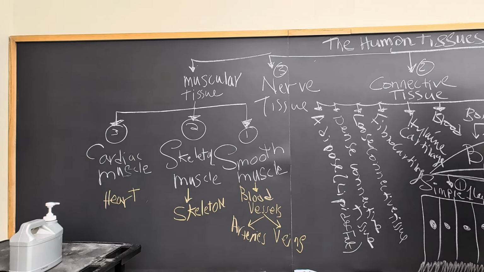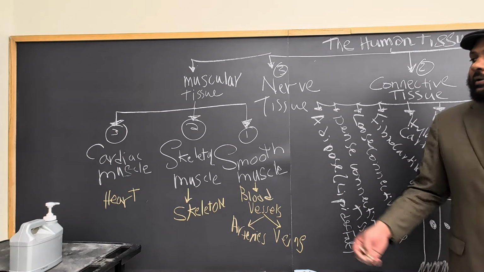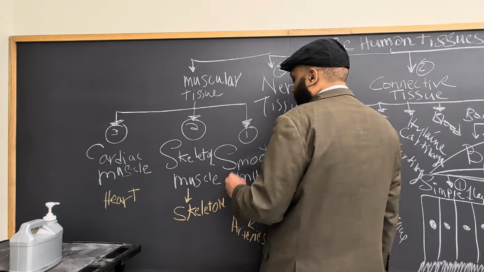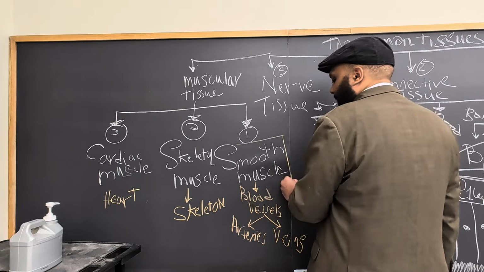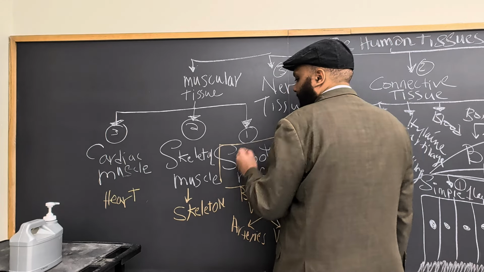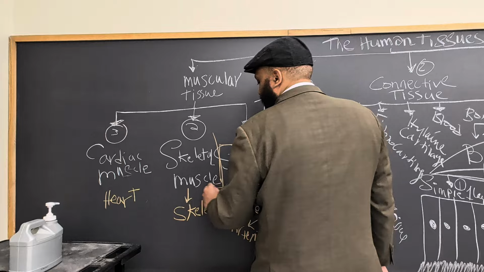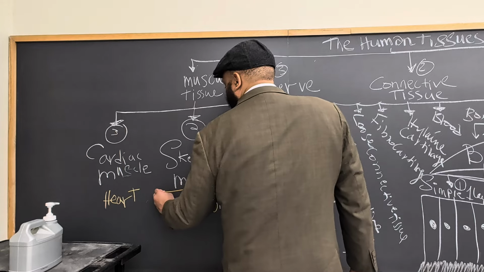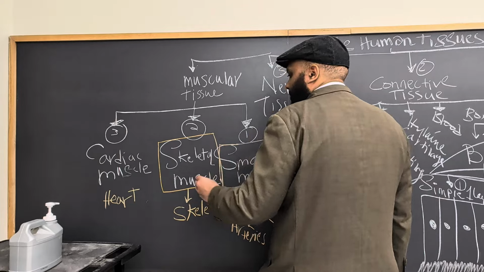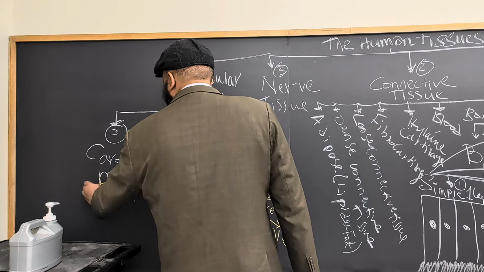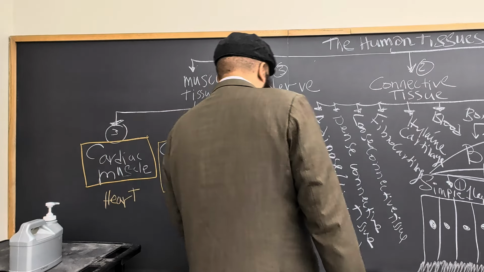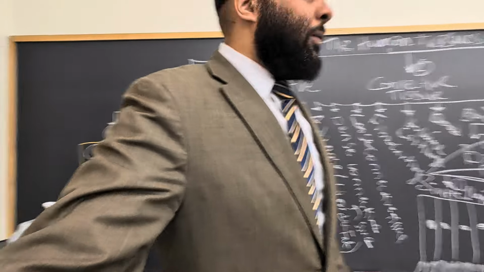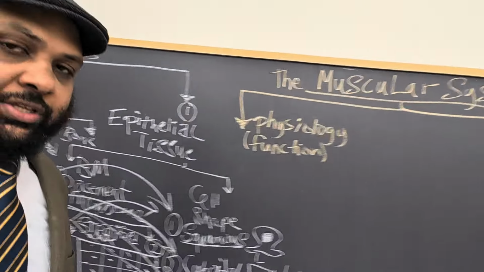Okay, so now we're going to be talking about those three different types of muscles. Smooth muscle that is found in the blood vessels, and skeletal muscle that is found in the bones, and cardiac muscle that is found in the heart. So let's go into our muscular system.